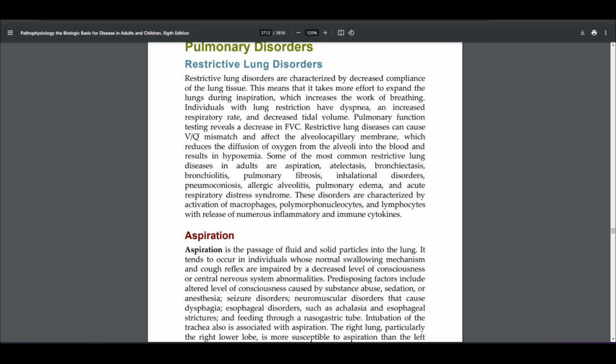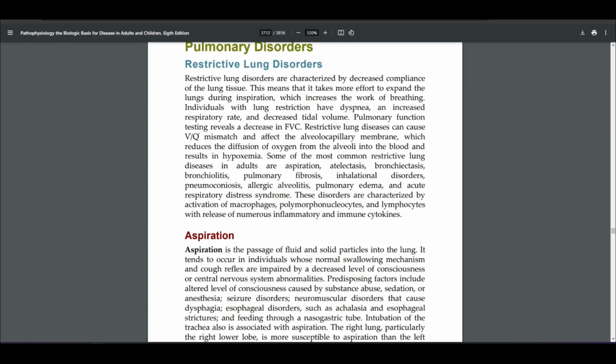Pulmonary function testing reveals a decrease in the FVC. Restrictive lung diseases can cause a VQ mismatch and affect the alveolar capillary membrane, which reduces the diffusion of oxygen from the alveoli into the blood and results in hypoxemia.